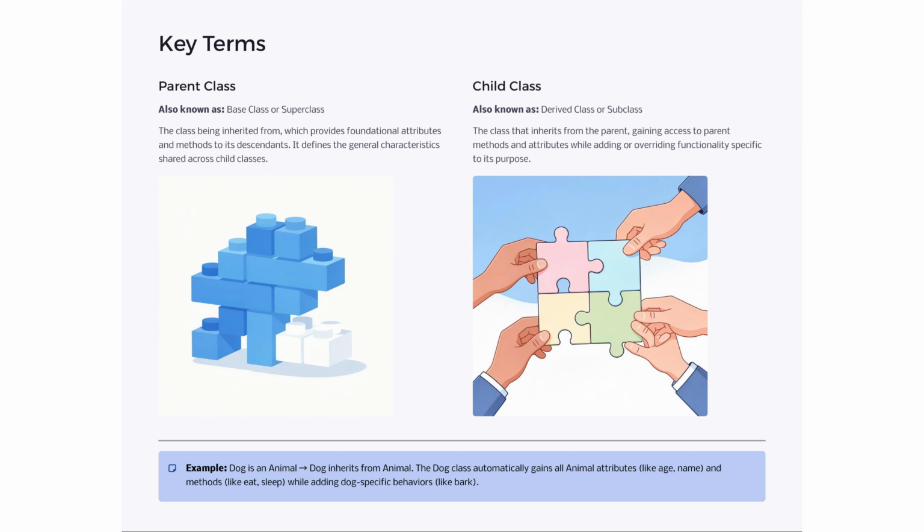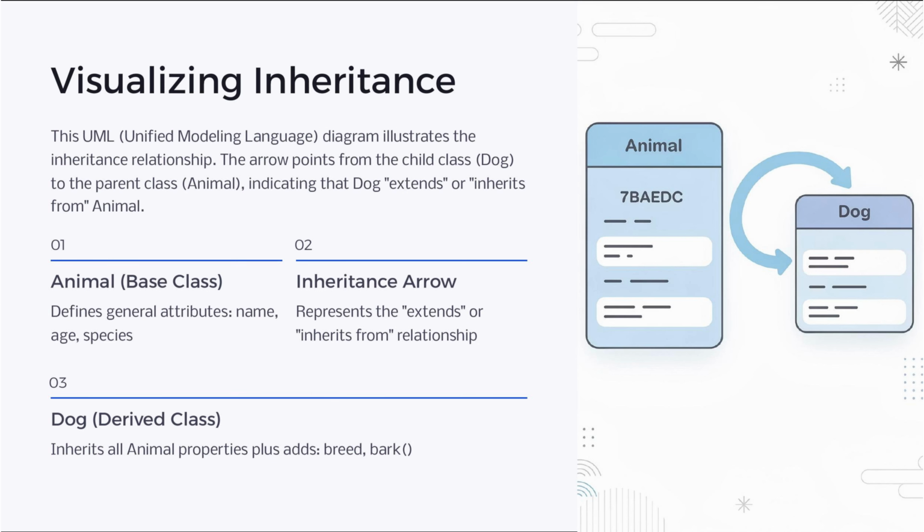The parent class, or base class, provides foundational attributes and methods, defining general characteristics for its child classes. The child class, or derived class, inherits these attributes, adding or overriding functionalities. For instance, dog, a child class, inherits from animal, gaining attributes like age and name, while introducing specific behaviors like bark.